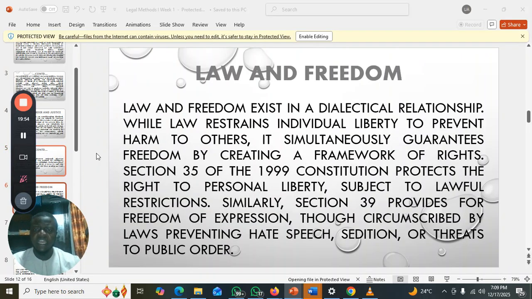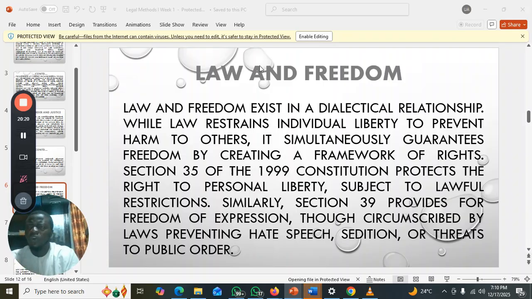Now let's look at another important thing, which is law and freedom. Look at it this way. What does freedom mean? Liberty, the rights. It is the right to do what you want without interruption of the law. That's freedom. But your freedom ends where another person's freedom begins. That's something you need to understand.